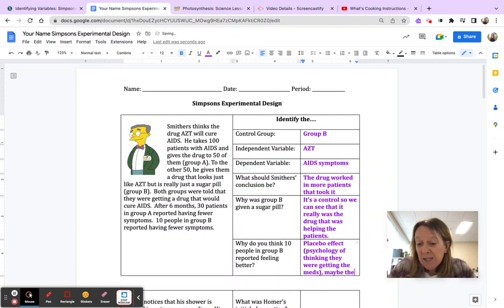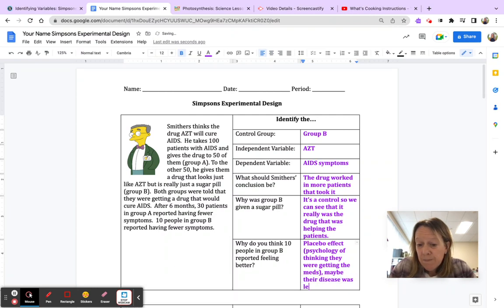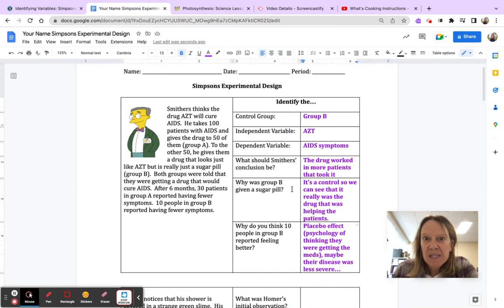Maybe their disease was less severe. There's lots of things. You also don't have a lot of information here. Maybe they didn't control and give everybody the same diet. Maybe these people ate a better diet that helped them become more healthy. So there's a lot of things that could make those 10 people feel better. It's kind of like if you hear that someone has lice and all of a sudden your head gets itchy, right? You don't have lice, but someone's talking about it, or someone else has a bug bite and you get itchy. It happens. So there's a lot of reasons for that. You're just giving me a few.